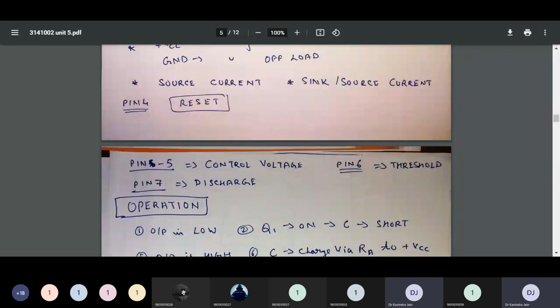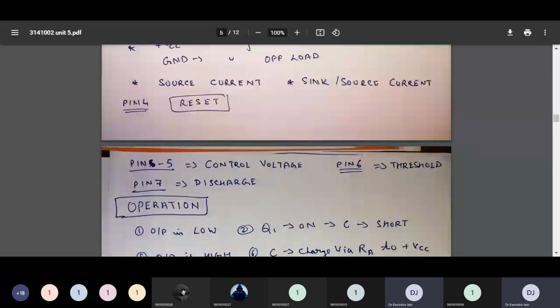Now, dear students, I'm going to explain the operation of the 555 timer as a monostable multivibrator. There are 12 steps of operation. The very first step is: output is low and the circuit is in stable state. Can I proceed? Yes, sir.